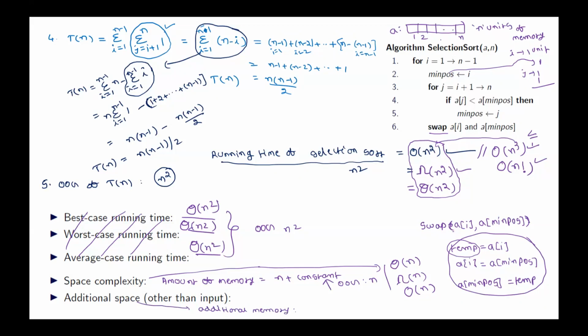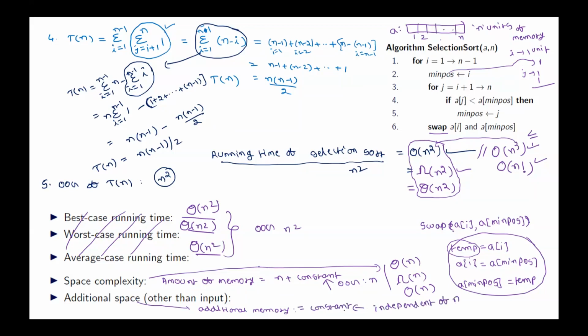It would be constant. Whether it is 4 units, or 3, or 5, or 6, or 7, or 10, or 20 units, definitely it is not depending on N. It doesn't depend on N. It is independent of N. Additional memory is constant. It is independent of N.